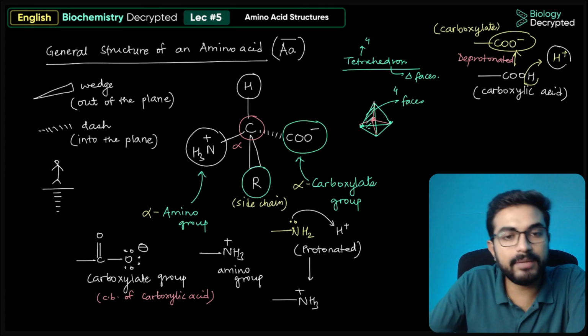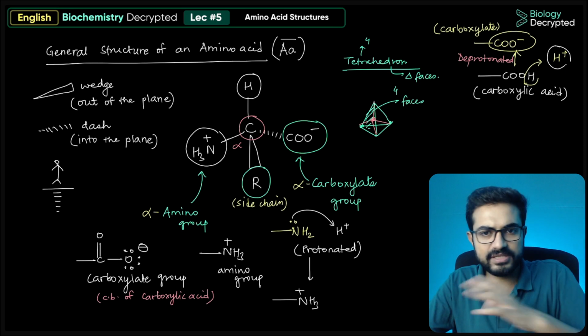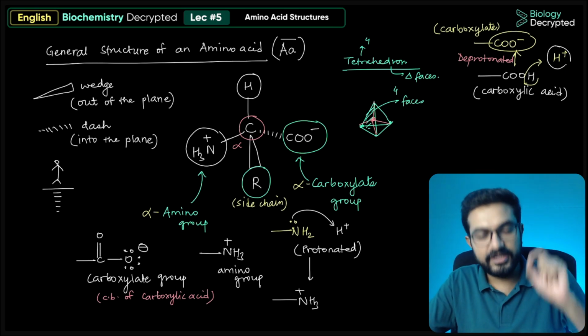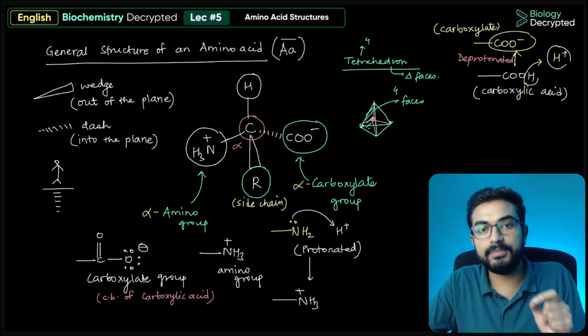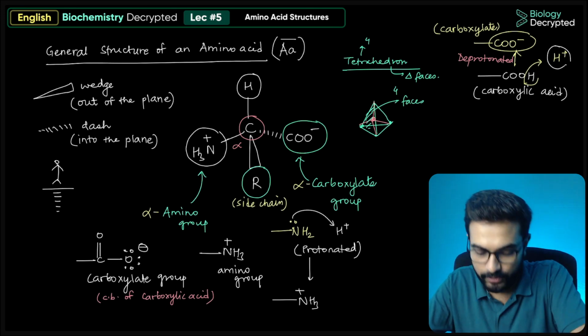And in every amino acid, this alpha amino group and alpha carboxylate group are essentially the same. Hydrogen is also present, but what differs and confers different properties upon them is their side chain, that is the R group, and this R group determines the nature of the amino acid.